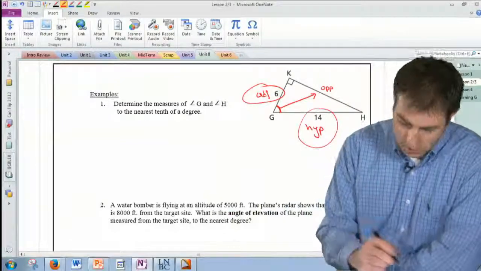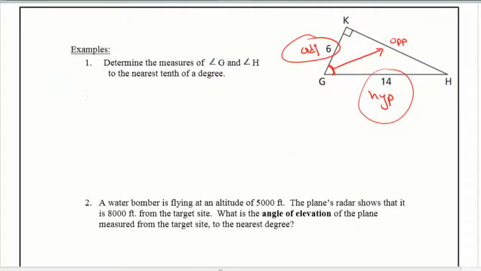So if we're talking about G, it's the adjacent and hypotenuse. We're going to take the cosine of angle G, which is going to be the length of the adjacent side divided by the length of the hypotenuse. Now again, I'm trying to find angle G. I'm trying to figure out what that is. All right, so we have the cosine of angle G. Its length of the adjacent is 6, and the length of the hypotenuse is 14.